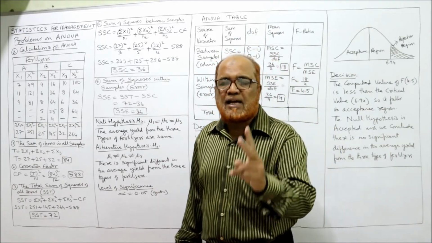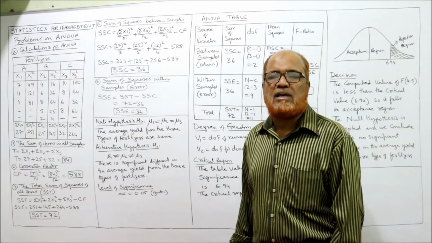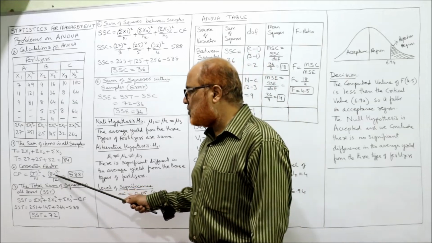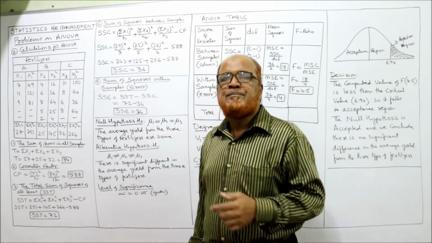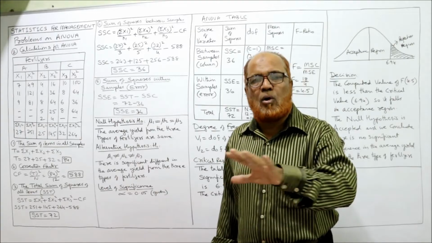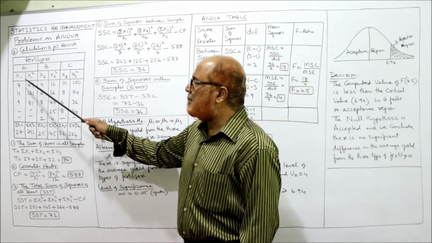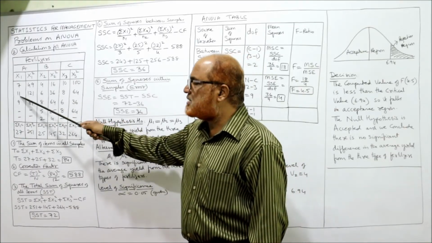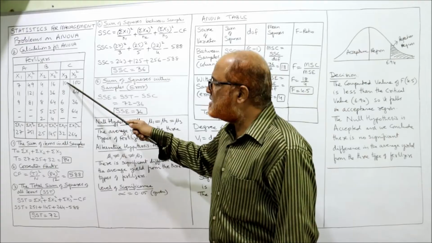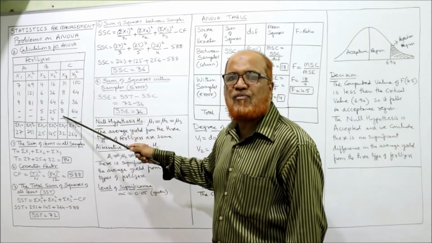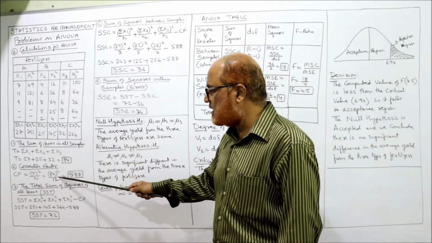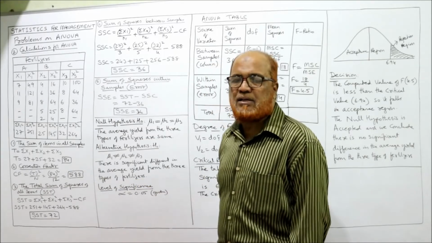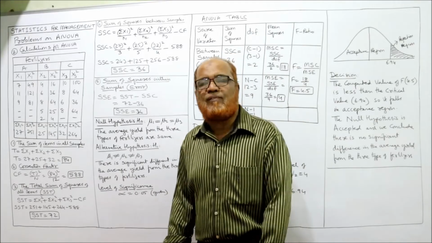First step. Second step, correction factor CF. T whole square divided by n. So 84 whole square divided by n. N is 12. N means number of items in all the samples. First sample we have 3 items. Second sample we have 5 items. So 5 plus 3, 8. And third sample we have 4 items. 8 plus 4, 12. So N is equal to 12. So 84 into 84 divided by 12, 588. 588 is the correction factor.